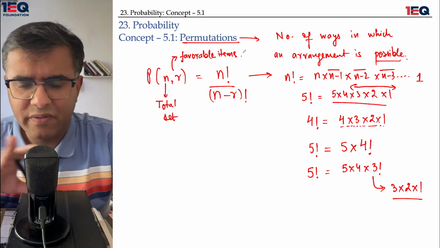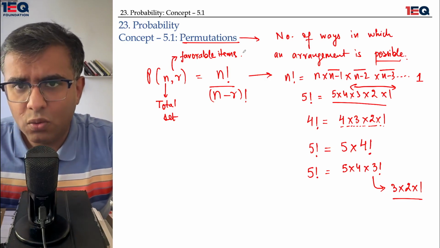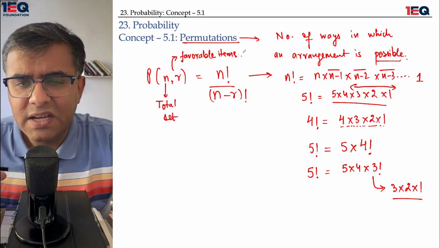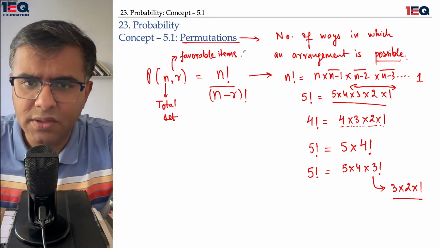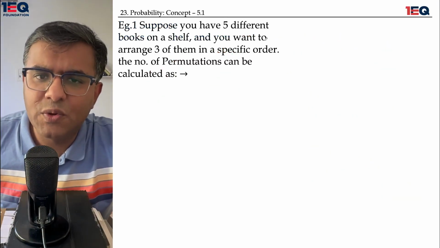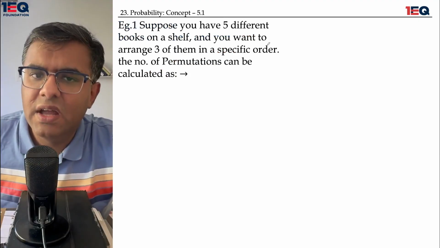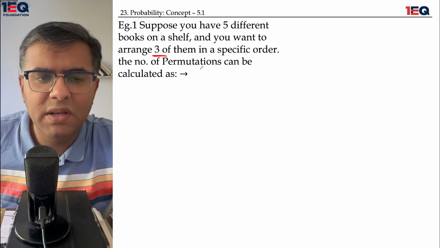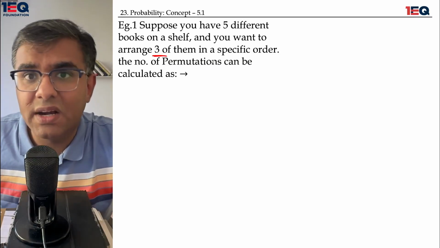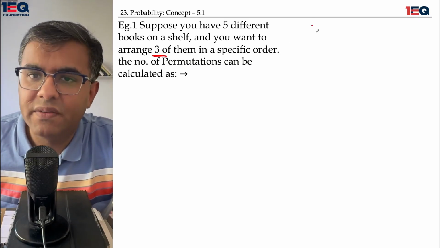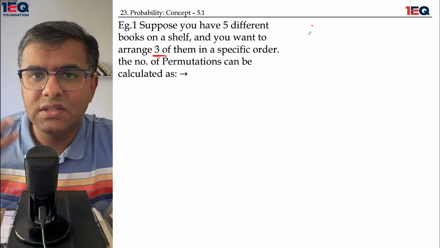So I hope you've understood the theory part of it. Let me take you to one question which has been asked by SSC. In that question, you'll be able to understand how permutations are used. Suppose you have 5 different books on a shelf and you want to arrange 3 of them in a specific order. Then the number of permutations can be calculated as what? I have 5 different books available with me. I need to arrange 3 of them.